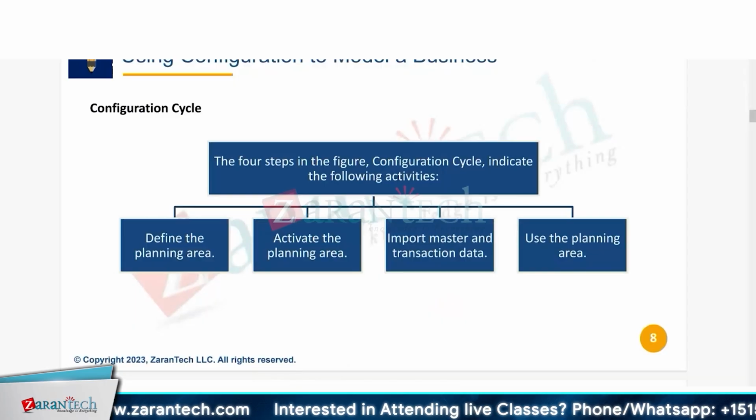The last step is that once everything is set, you can be up and running in the planning area. You can start creating your stock plans, your production plan, your forecast plan, and so forth. All the activities can be started thereafter once you are fully ready with the master data setup.